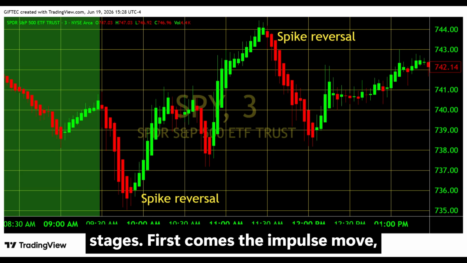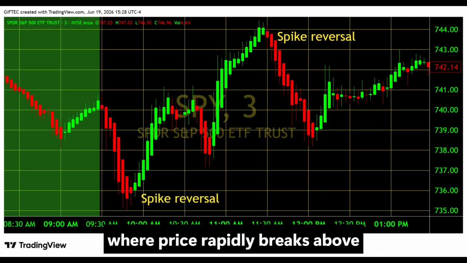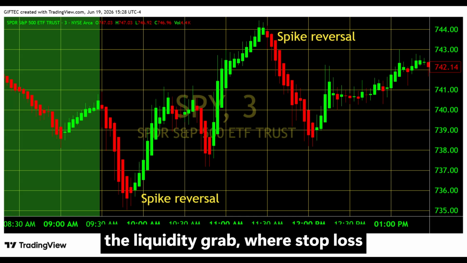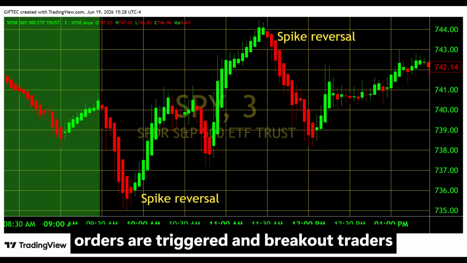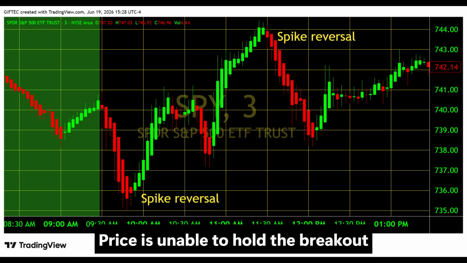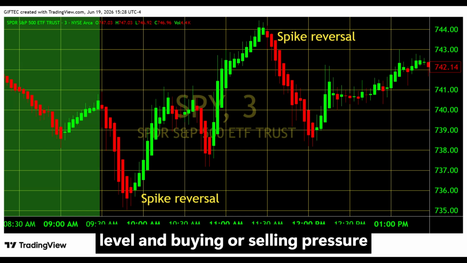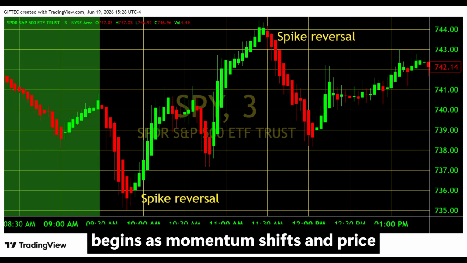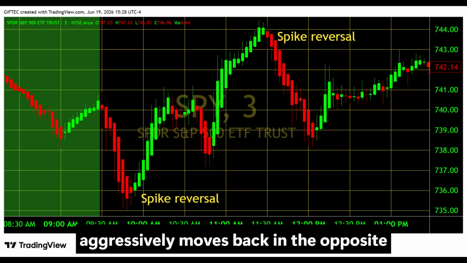First comes the impulse move, where price rapidly breaks above resistance or below support. Next comes the liquidity grab, where stop-loss orders are triggered and breakout traders enter the move. Then comes the rejection. Price is unable to hold the breakout level, and buying or selling pressure quickly fades. Finally, the reversal begins as momentum shifts and price aggressively moves back in the opposite direction.